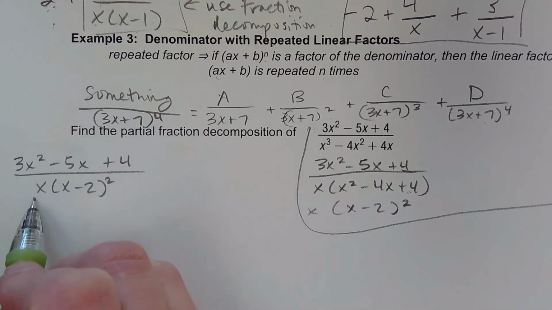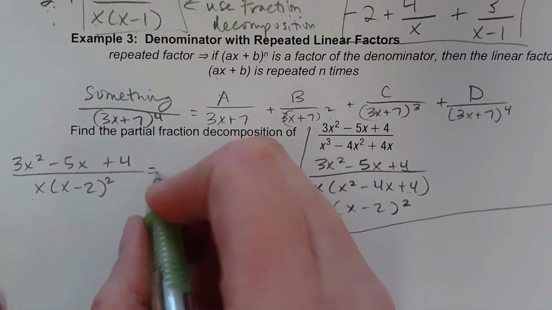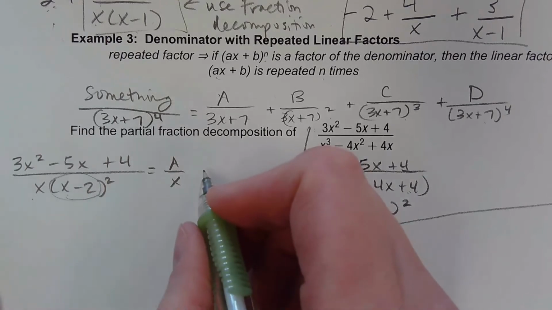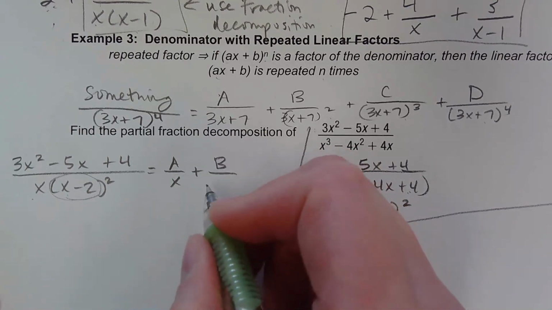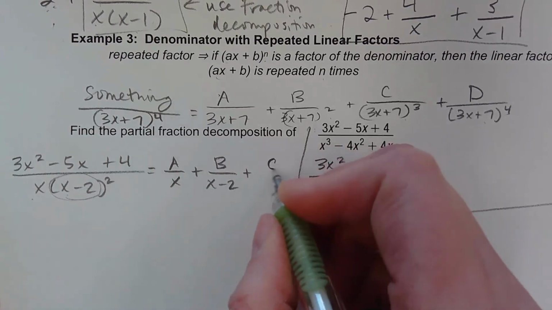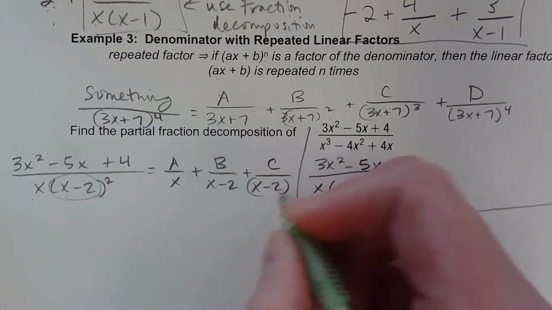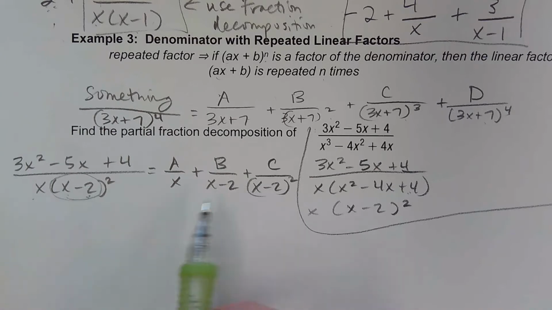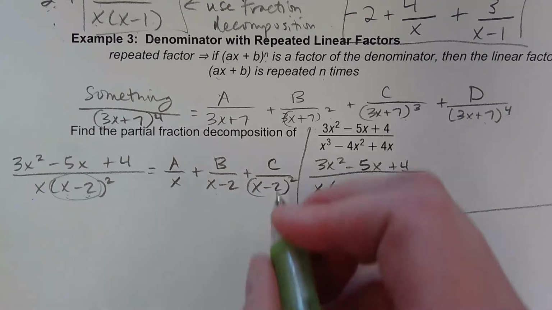So my first linear factor is an x. That one's not repeated, so I'm going to have an A over x. But then this x minus 2 factor is repeated. So first I'm going to have a B over x minus 2, and then I'm going to have a C over that quantity x minus 2 squared. Because it is a repeated linear factor, first I have it to the 1st power and then the 2nd power.